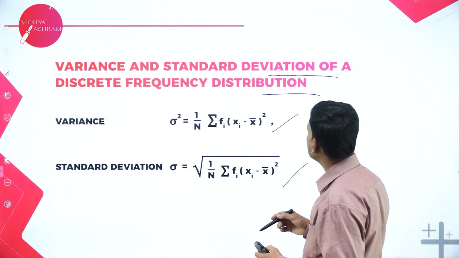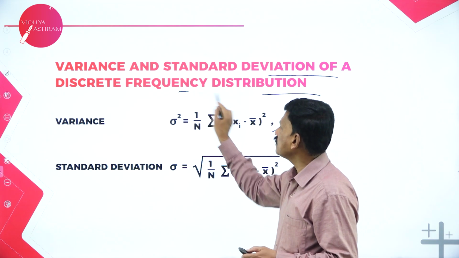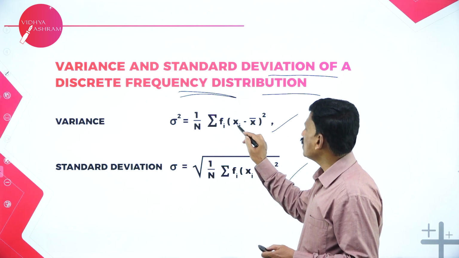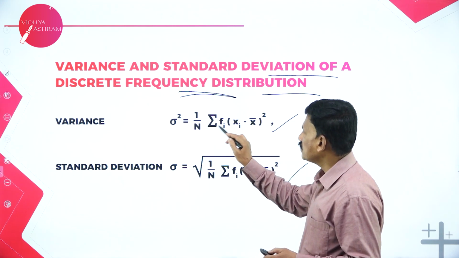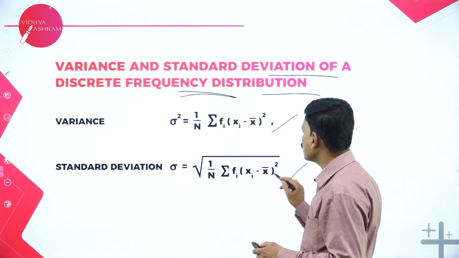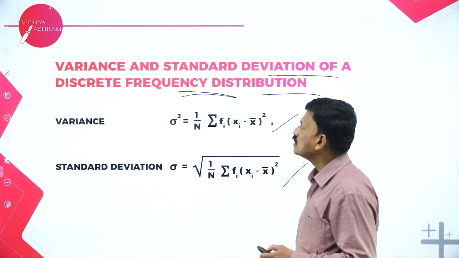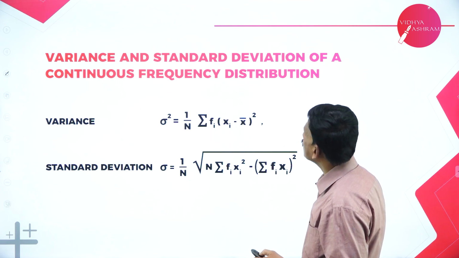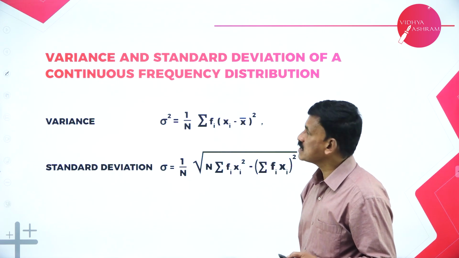So variance and the standard deviation for a discrete frequency distribution: variance is equal to sigma fi xi minus x bar whole square divided by n, and the standard deviation is equal to sigma fi xi minus x bar whole square divided by n under root. Now move on to your first problem. So variance and standard deviation for continuous frequency distribution.